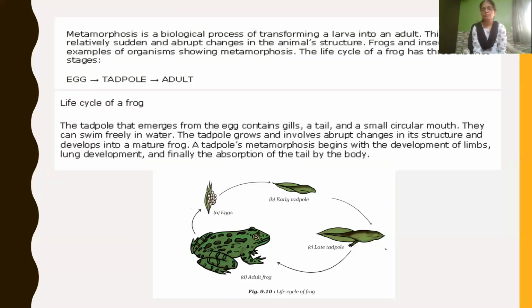So these abrupt changes, if you compare the tadpole and the adult frog, are entirely different, isn't it? The tadpole consists of gills, a tail, and a small circular mouth. Whereas when a tadpole undergoes metamorphosis, it loses gills, develops lungs, its tail gets absorbed into the body, and it develops long limbs. So this way, the abrupt changes are what we call metamorphosis.